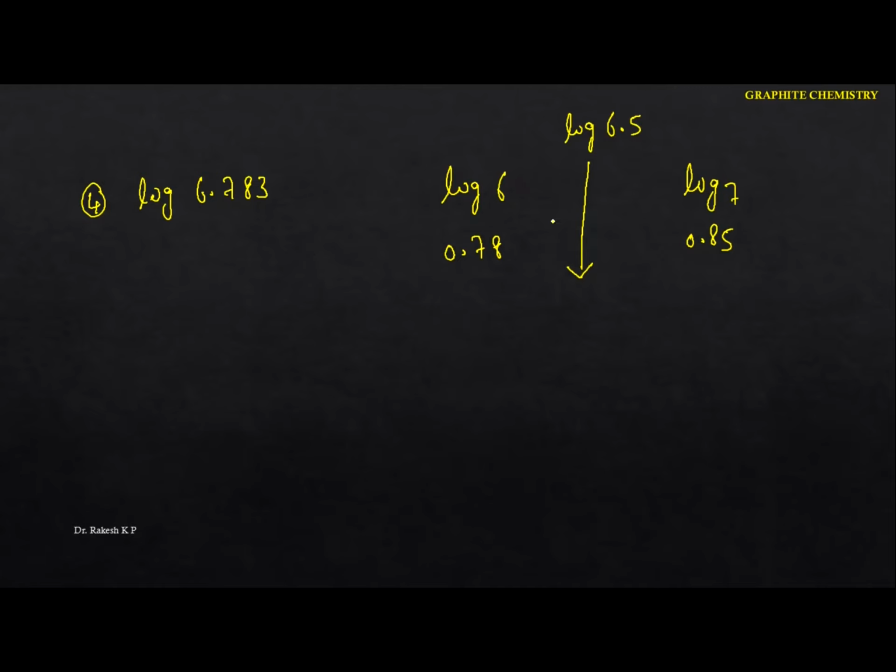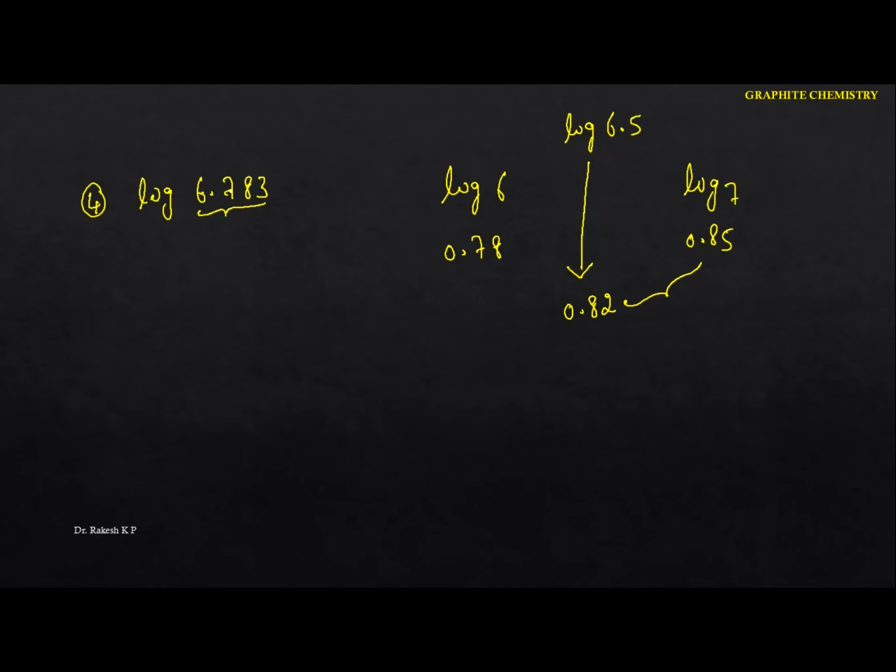Log 6.5. You just identify, you just take the mean of this one. I'm going to take the approximation value, that is 0.82. So this is 6.783, which is greater than log 6.5. Hence the value lies between 0.8 and 0.85.